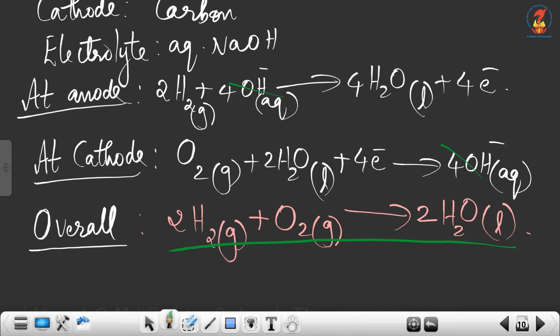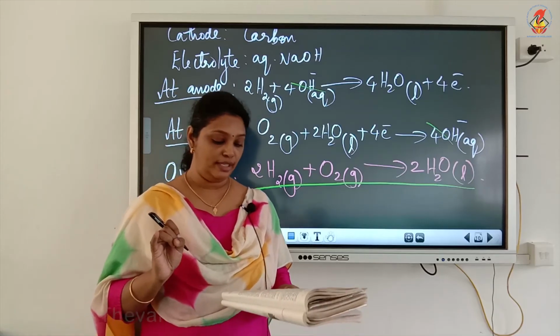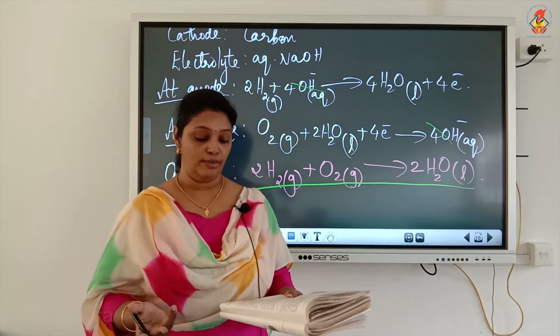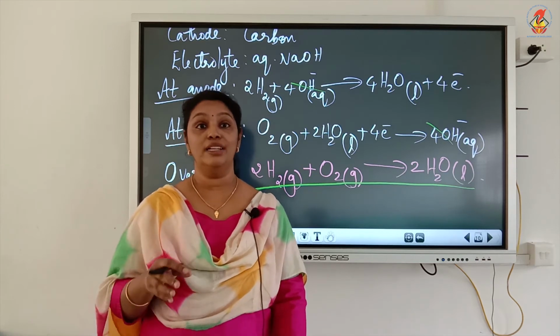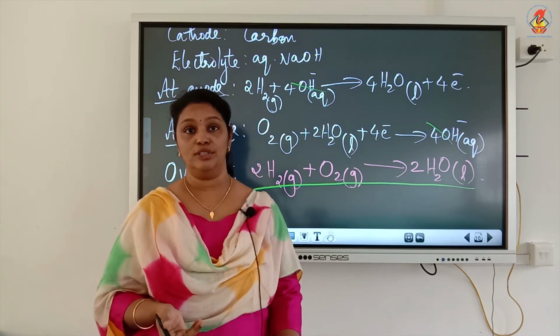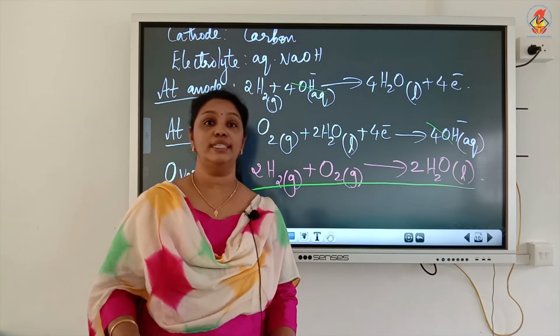Now let us see the advantages of fuel cells over other cells. There are three advantages. The first advantage is the cell can run continuously as long as the reactants are supplied, because it is the hydrogen and oxygen gas that we are providing. So the cell can work for a long time.